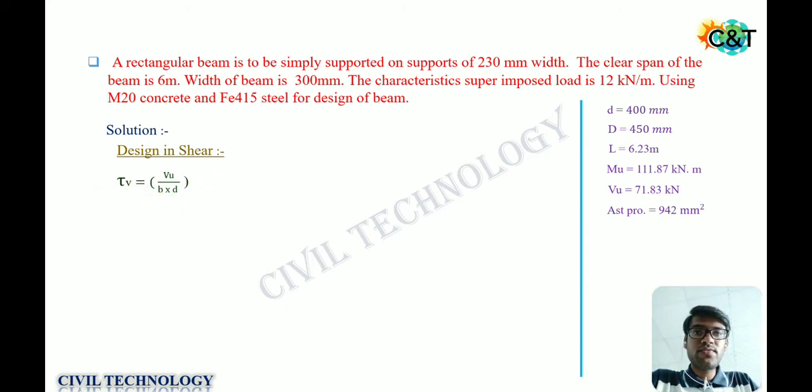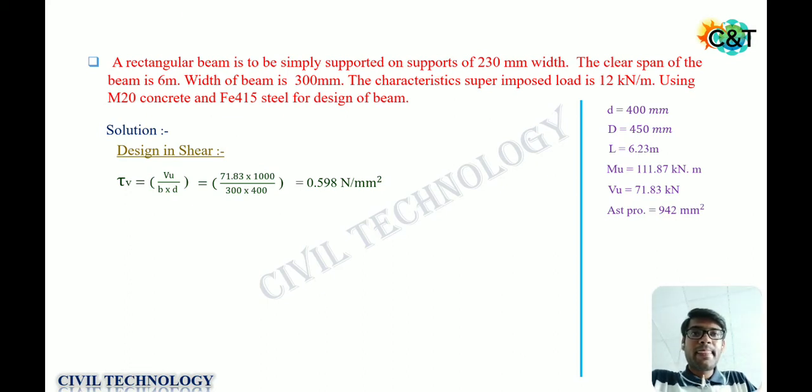For tau v we require Vu, that is our design shear force, which we already calculated as 71.83 kilonewton, and b and d are the width and the effective depth of the beam, which we already know. Just put in the values, and please note that we consider units of Newton and mm. So our shear force value is multiplied by 1000, and the tau v value comes out at 0.598 Newton per mm². This is the tau v value, meaning design shear stress.